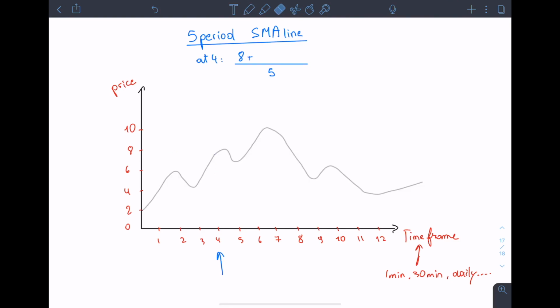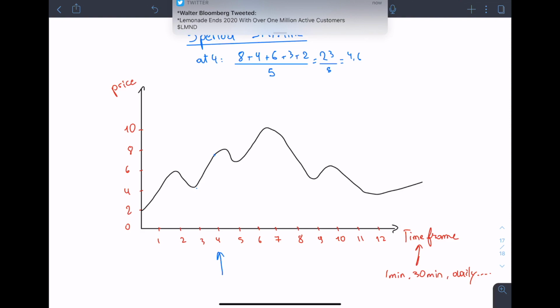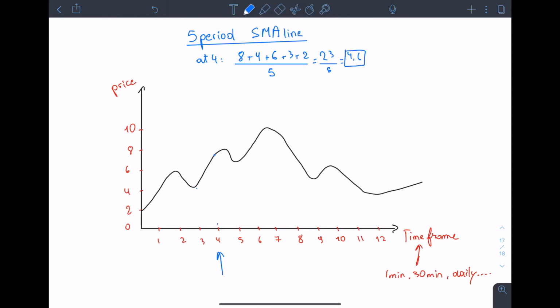At 4, it's 8. At 3, it's 4. At 2, it's 6. We add 6. At 1, it's 3. And at 0, it's 2. And we add the values, we get 23 over 5, which is 4.6. At 4, the 5-period moving average line is exactly 4.6. We add 4.6 and that's it.